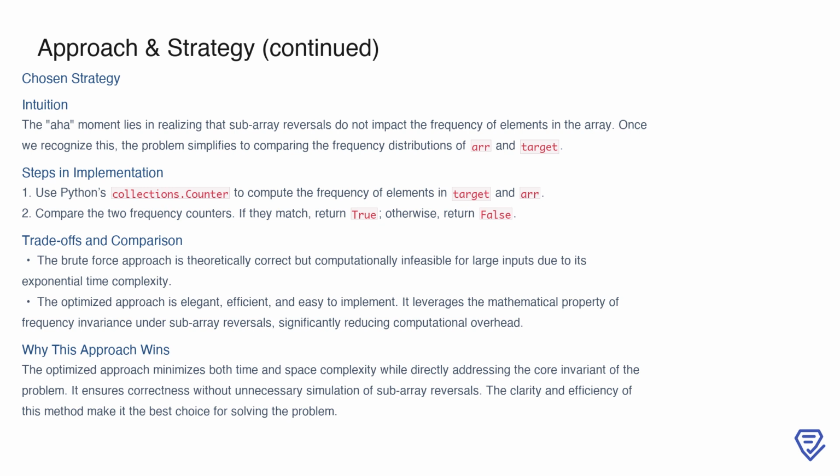Compared to the brute force approach, which is computationally prohibitive due to its factorial time complexity, the optimized approach is elegant and practical, with a linear time complexity and minimal space requirements. By leveraging the mathematical property of frequency invariance under subarray reversals, this method avoids unnecessary computation while directly solving the problem's core challenge. Its clarity, efficiency, and scalability make it the definitive choice for tackling this problem effectively.